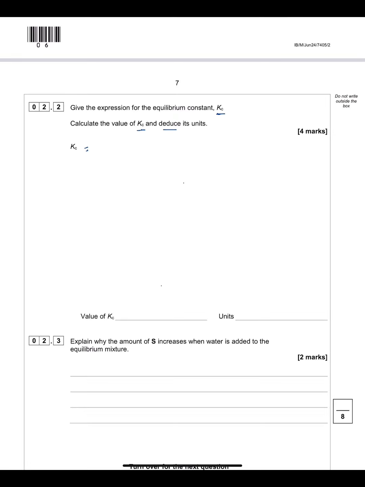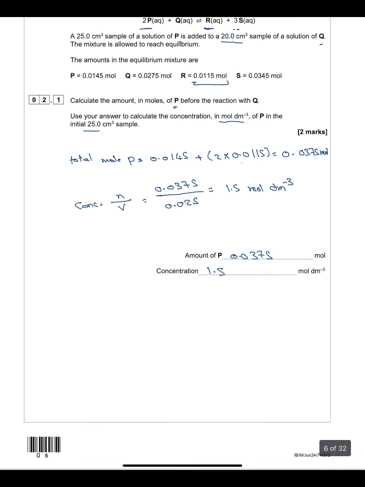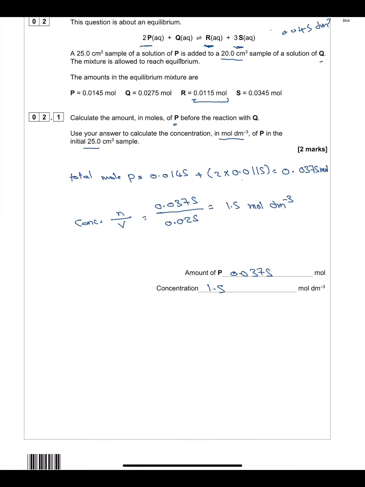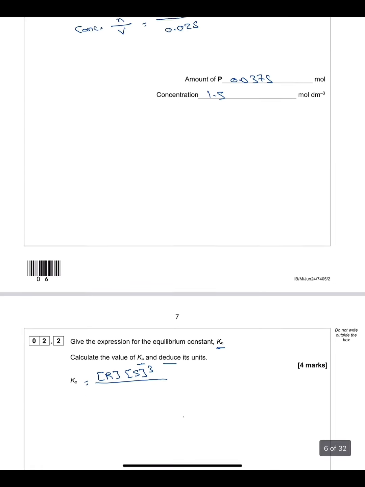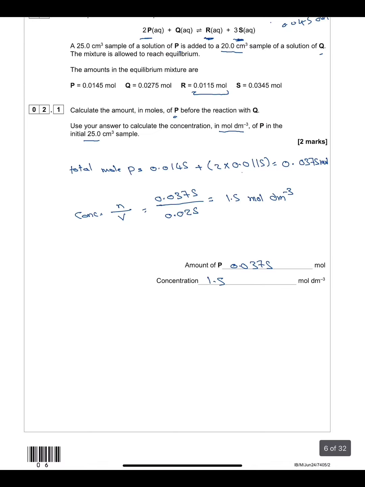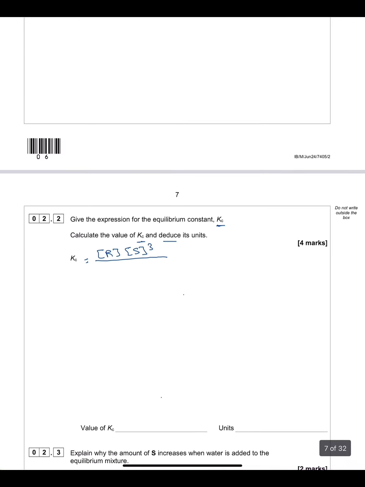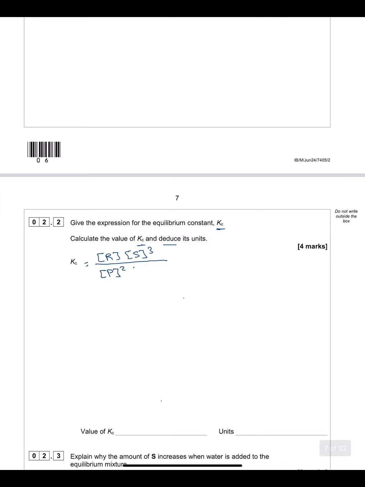Of course, we know that the equilibrium constant will equal the concentration of the products, each raised to the power of its moles, divided by the concentration of the reactants raised to the power of their moles. So going back to the balanced equation, there is 1 mole of R and 3 moles of S as products, so it's going to be the concentration of R times the concentration of S cubed. And then for the reactants, we have 2 moles of P and 1 mole of Q, so this is going to be P squared multiplied by the concentration of Q.